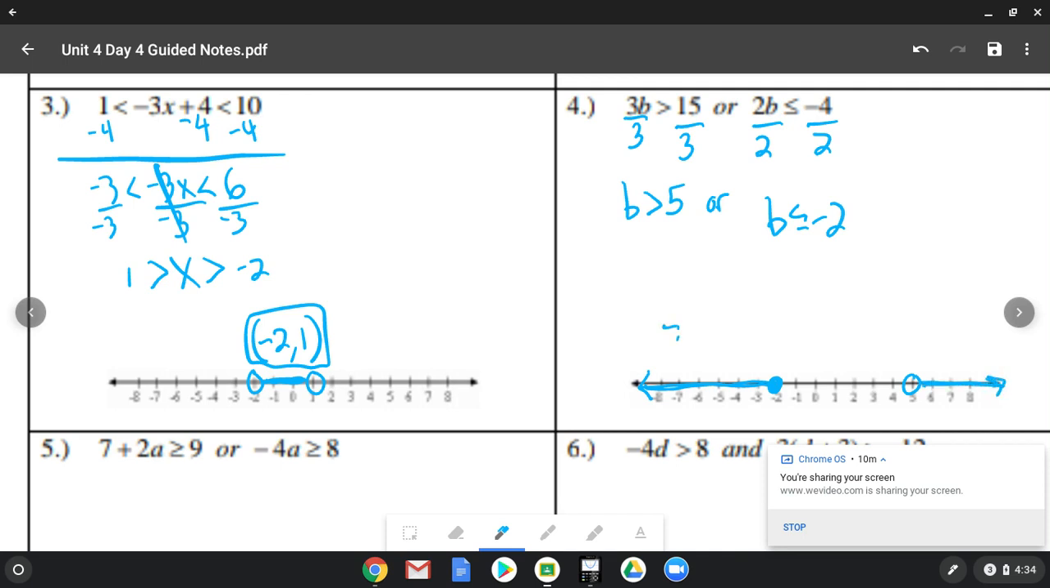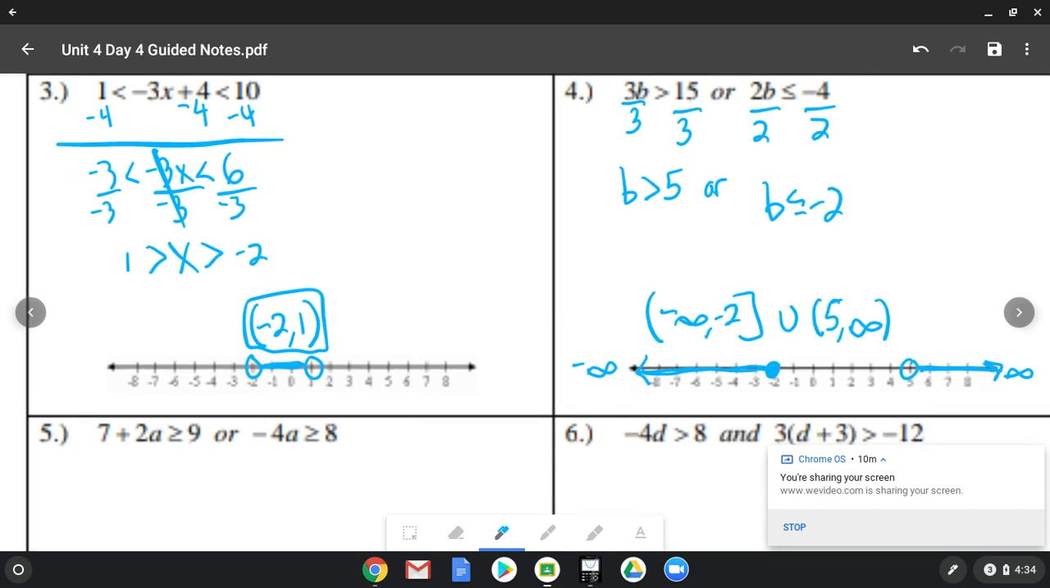So now that would be negative infinity, because that's the way that this is going, comma, negative 2. That's a bracket and a parenthesis for the infinity. In union, because that's what we write for the ors, we have a parenthesis for 5, comma, infinity, another parenthesis. We never have a bracket for infinity because it can't be equal to anything. So that's 3 and 4. If you need some time, press pause.